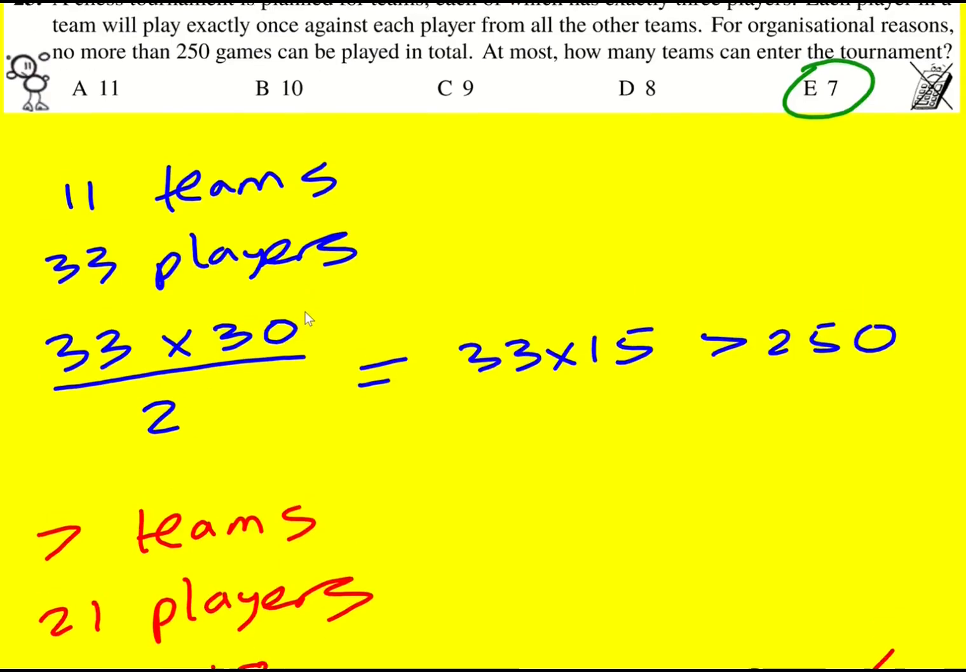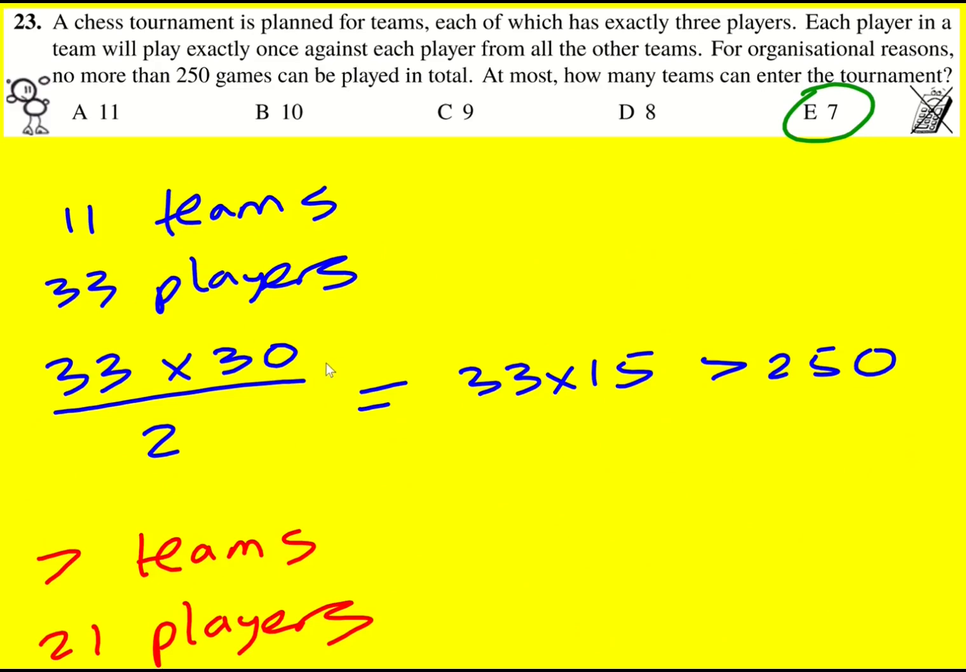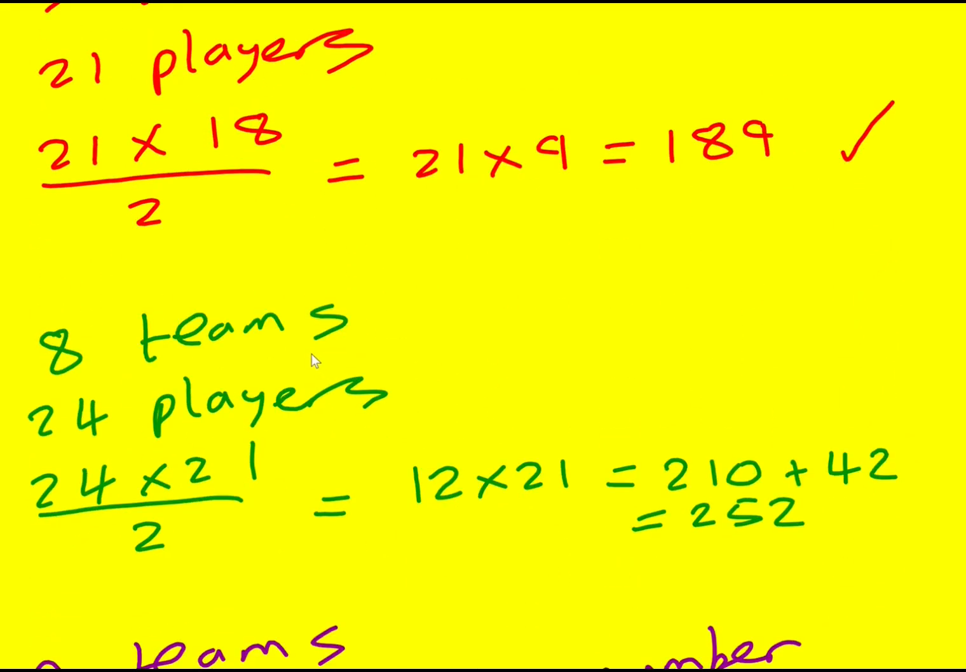Let's move back from that. So two methods. Actually, the second method still pretty much involved a bit of trial and error. So you know what? I'm pretty happy with what I did right at the start. In any case, it's going to be 7 teams.